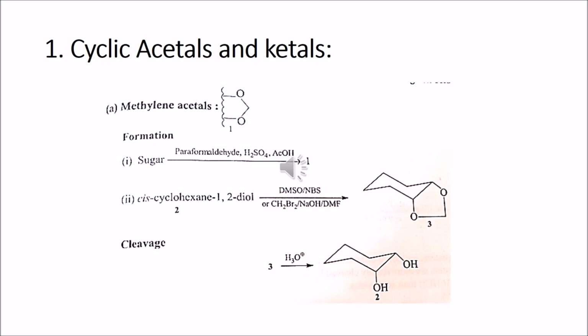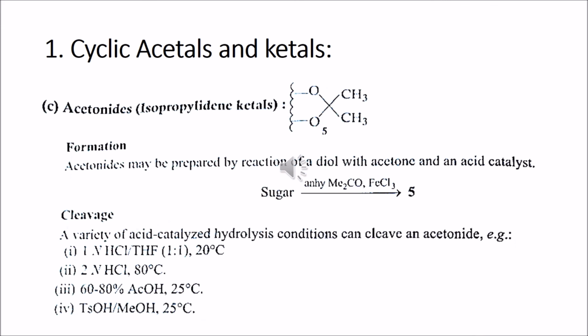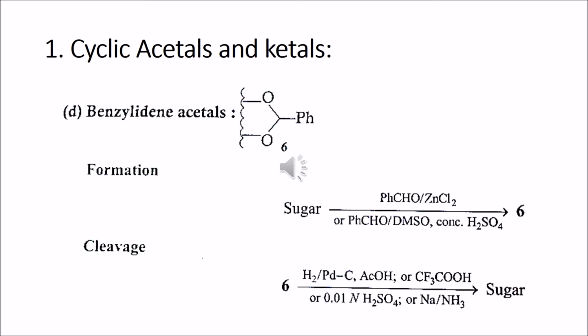Formation and cleavage of some important acetals and ketals are given in the next slide. First one is cyclic acetals and ketals. Here ethylidene acetal formation and cleavage is given. In this cyclic acetal and ketal, the example of isopropylidene ketals or acetonides is given. The formation and cleavage of both is given. Next, in cyclic acetal and ketal, a benzylidene acetal formation and cleavage example is given over here.